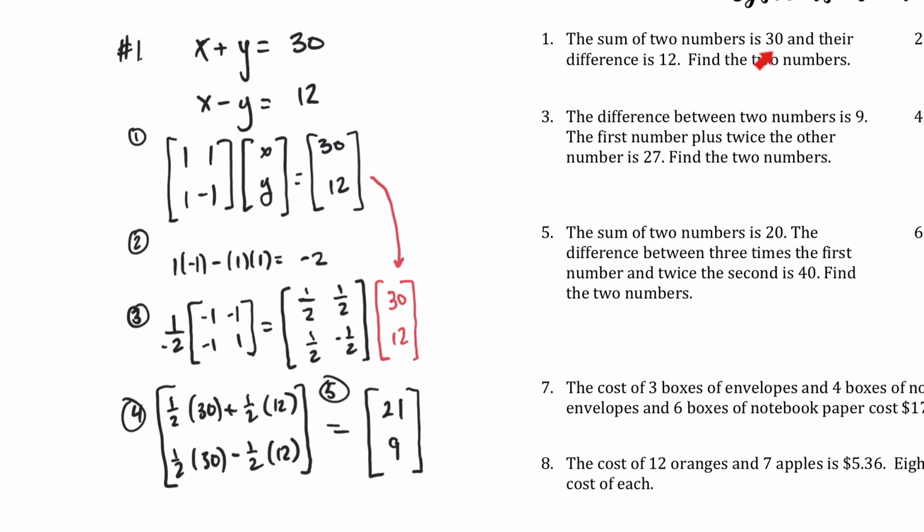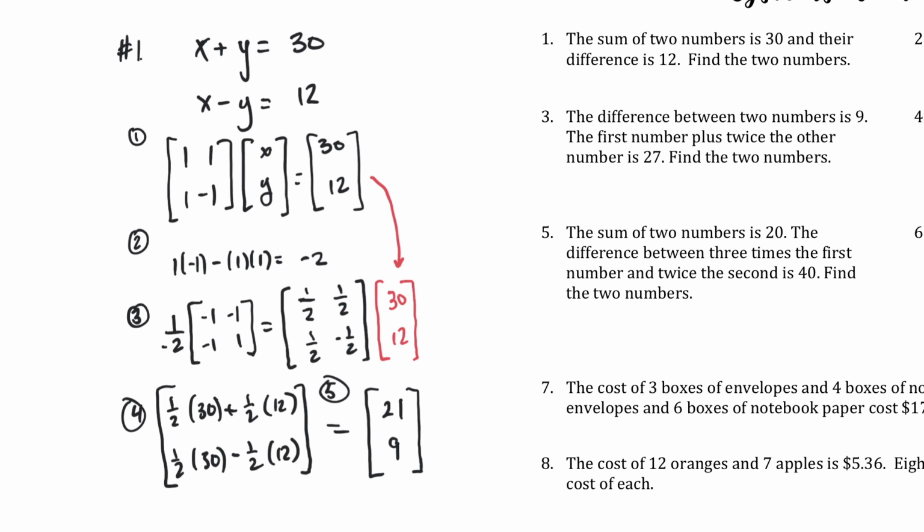The sum of two numbers is 30. I need to give these two numbers that we're going to be working with some kind of name. We're going to call them x and y. You can choose any two variables you'd like, just be consistent for both. And their difference is 12, right? So if we add them, we get 30. If we subtract them, we get 12.